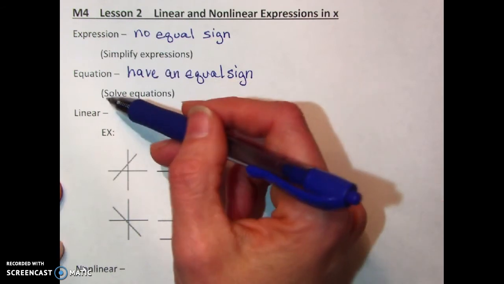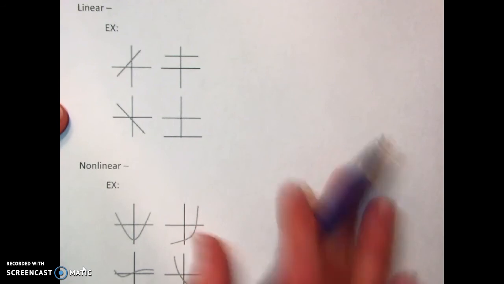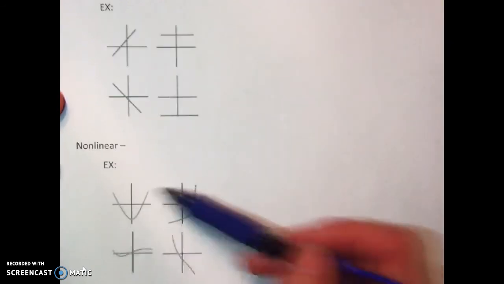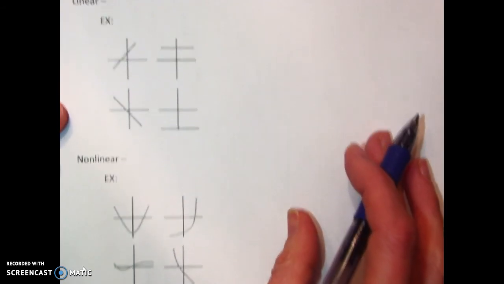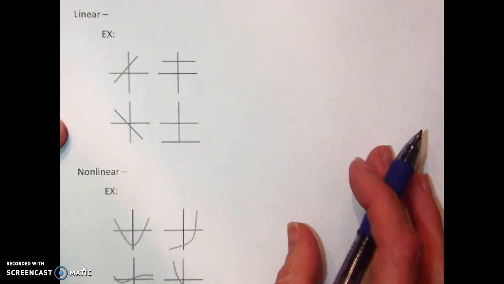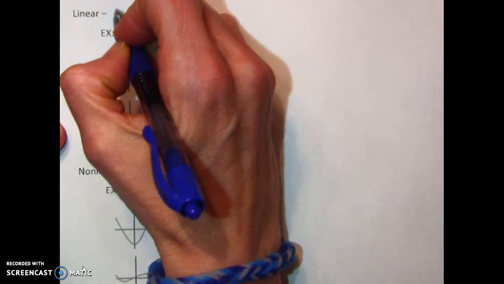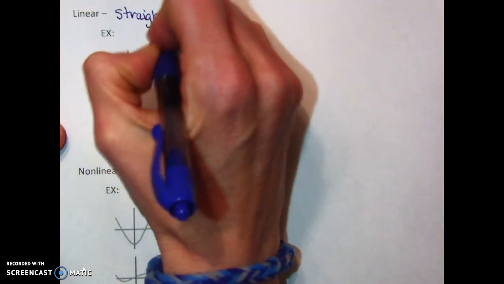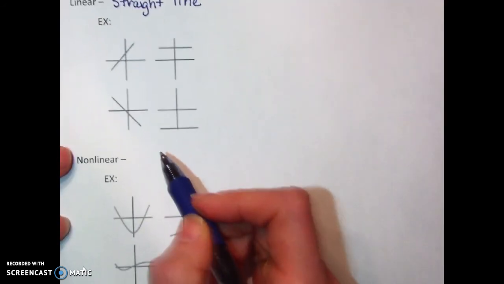Now, linear and nonlinear. Let me slide this up so we can see them both. How would you describe these graphs compared to these graphs? How would you explain to somebody what linear versus nonlinear means? Well, linear, when it's graphed, makes one nice, neat, straight line. Nonlinear, when it's graphed, is not a nice, neat, straight line.